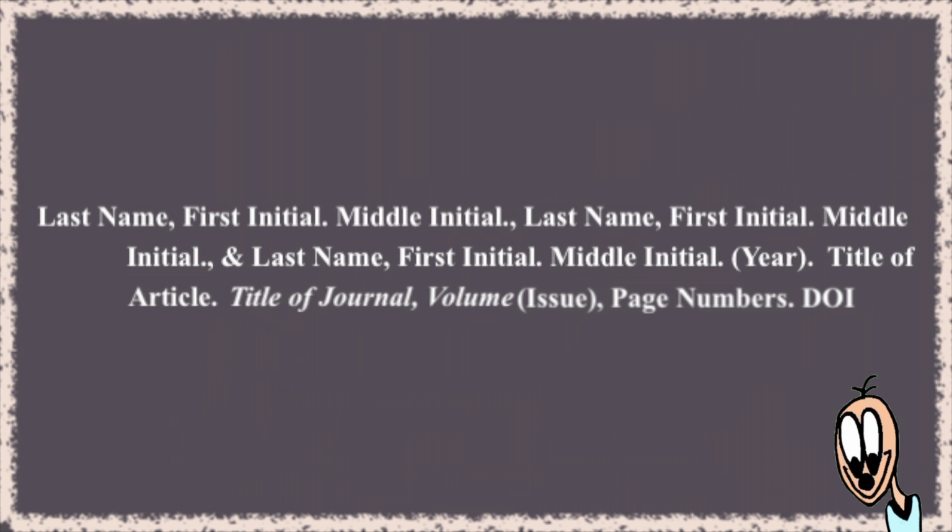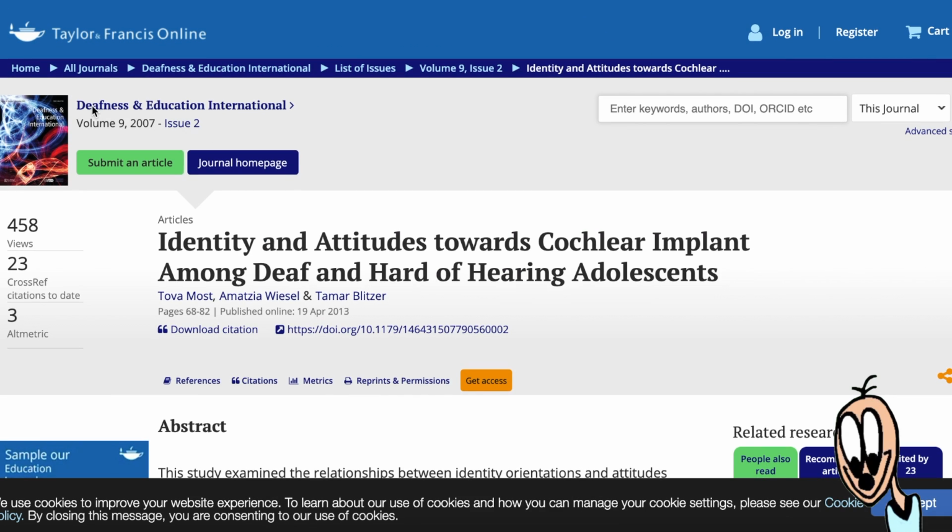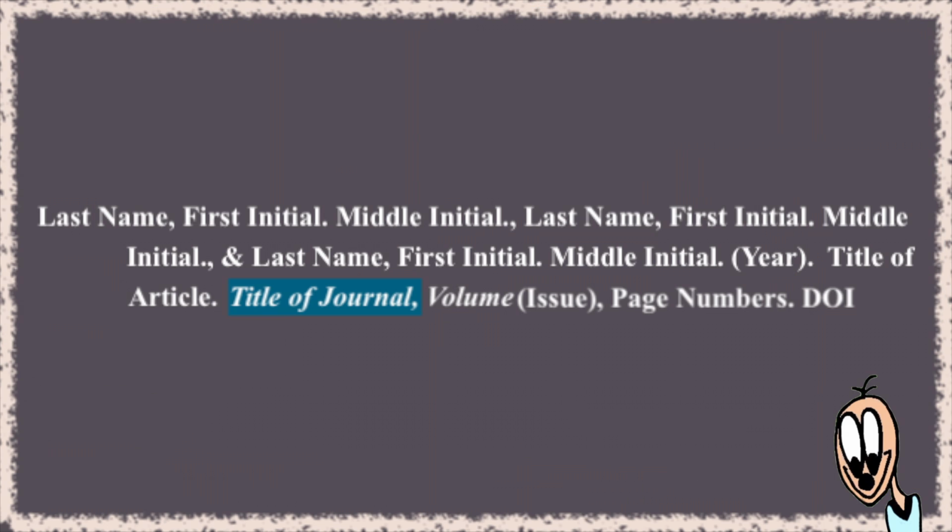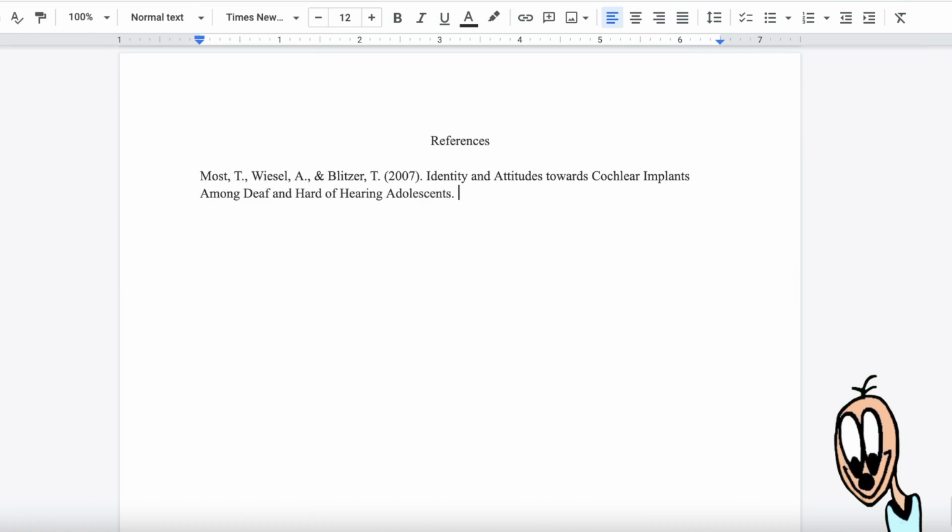Now, according to our template, we need to find the title of the journal that the article was published in. So if we come back to our article, we can see that at the top of the paper, we have Deafness and Education International. That is going to be the title of the journal. So let's come back to our template. As we can see, the title of the journal is in italics. So we're going to put Deafness and Education International, or the title of the journal. We're going to put that in italics.